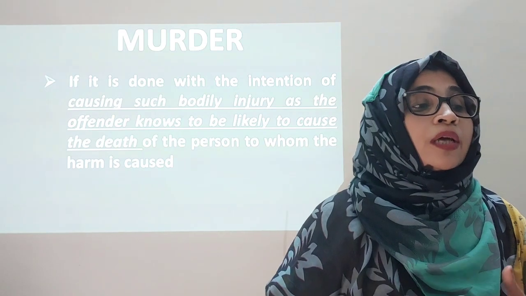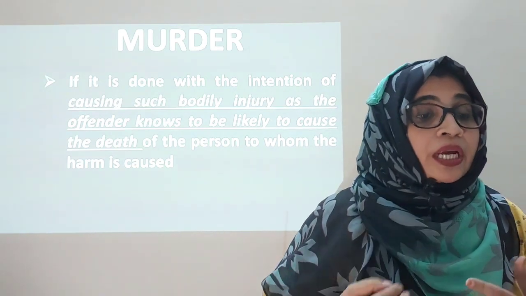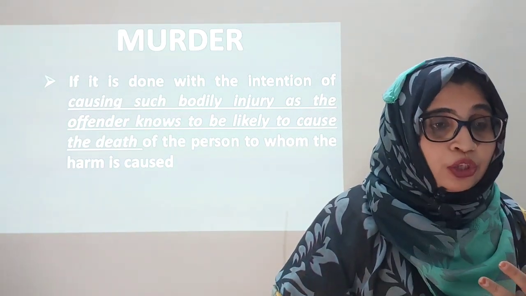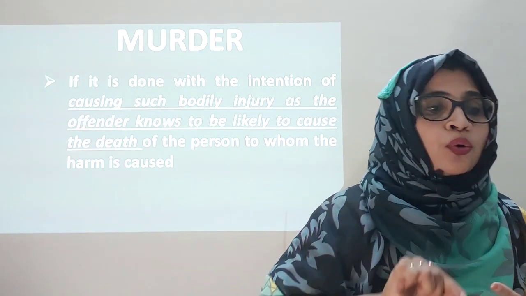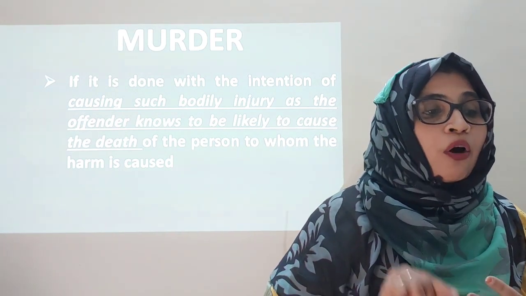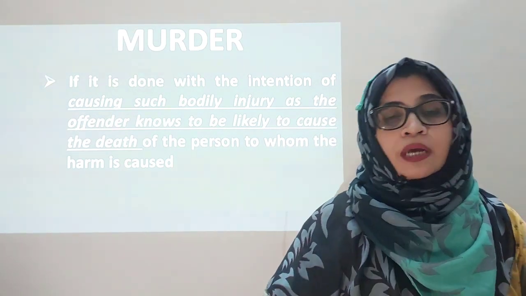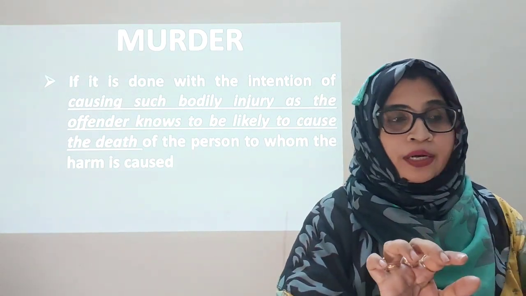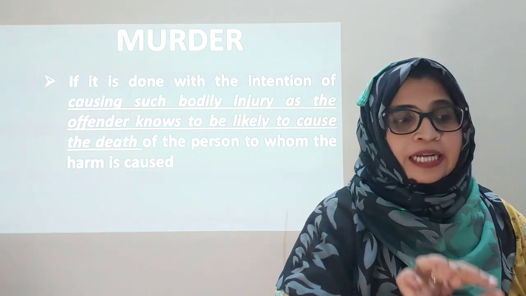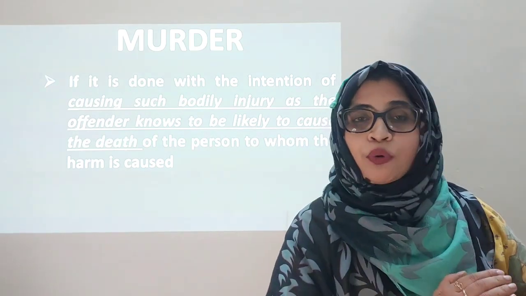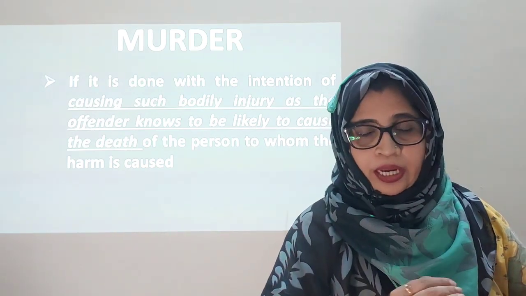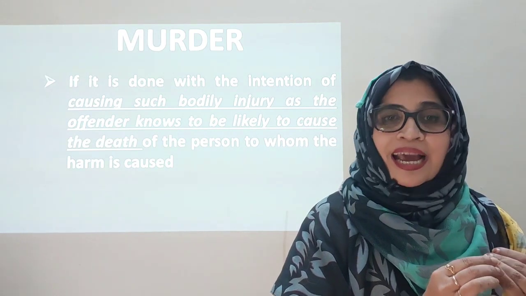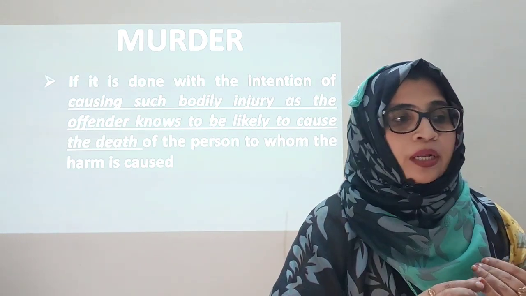This discusses the clause: if it is done with the intention of causing such bodily injury as the offender knows to be likely to cause the death of the person to whom the harm is caused. I'll go with the highlighted points I have mentioned in this section and describe them. First, I will go with Section 299. Section 299, as I said, relates to bodily injury.